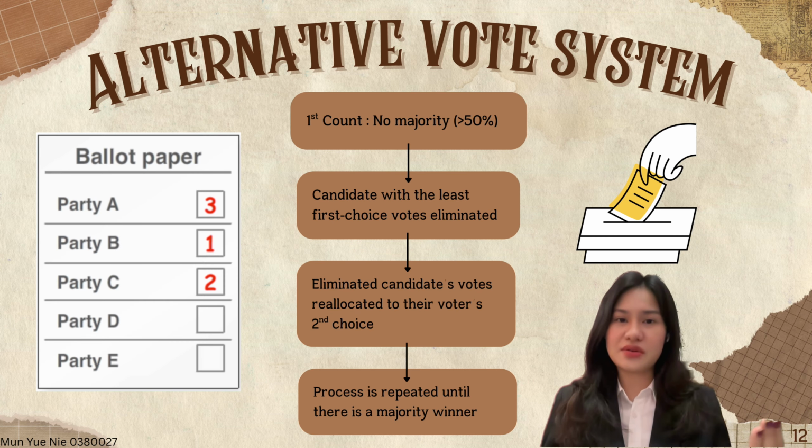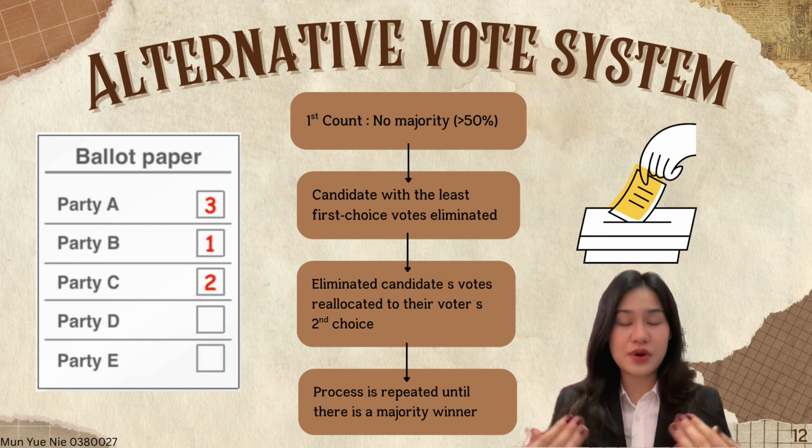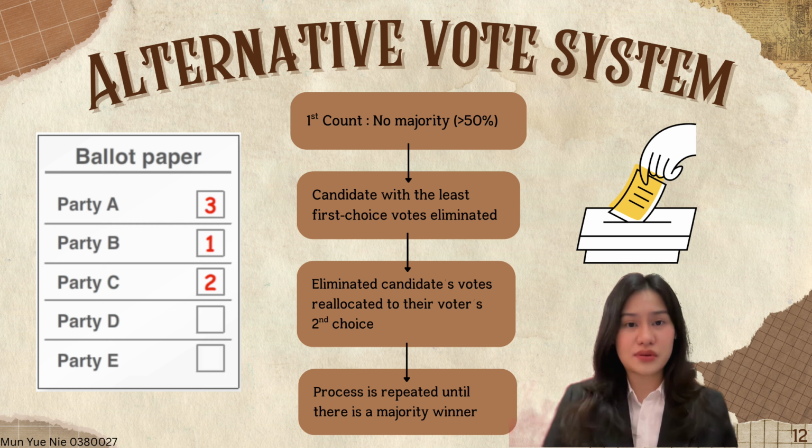Besides that, there is another more radical and complete reform to the first past the post system, which is the alternative vote system. Similar to first past the post, each constituency elects a single representative. However, instead of choosing just one candidate on the ballot paper, voters are asked to rank the candidates by preference, such as first, second, third choice, and so on.